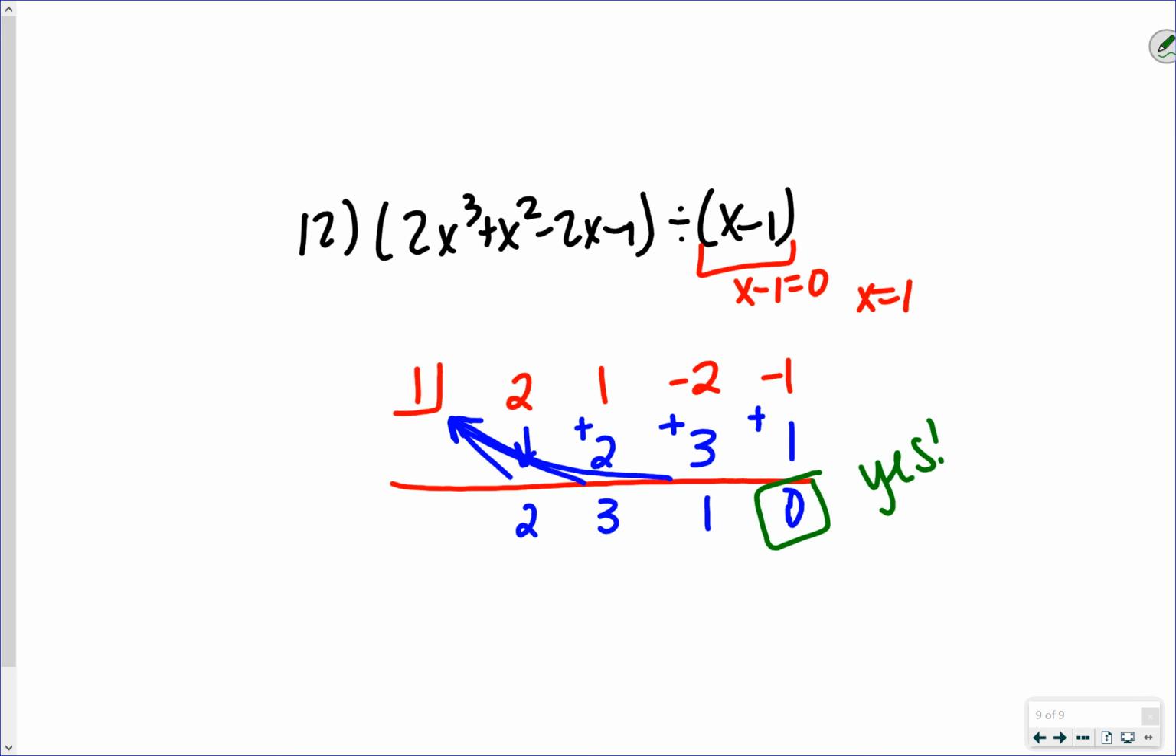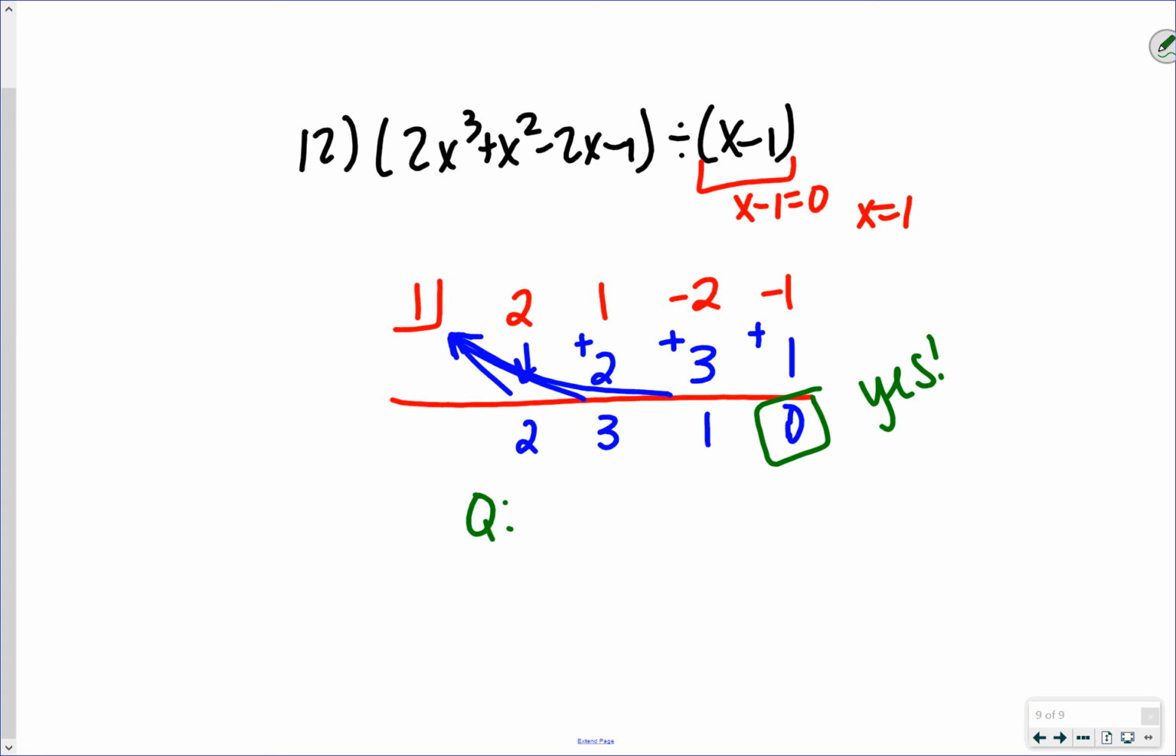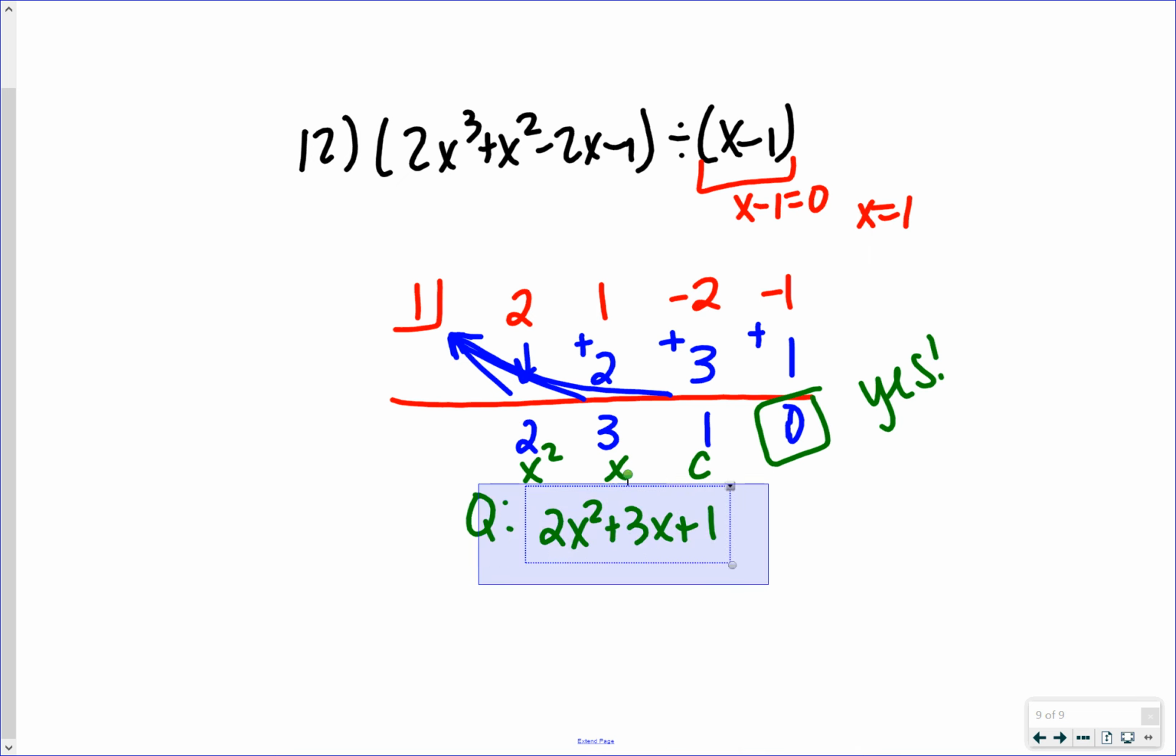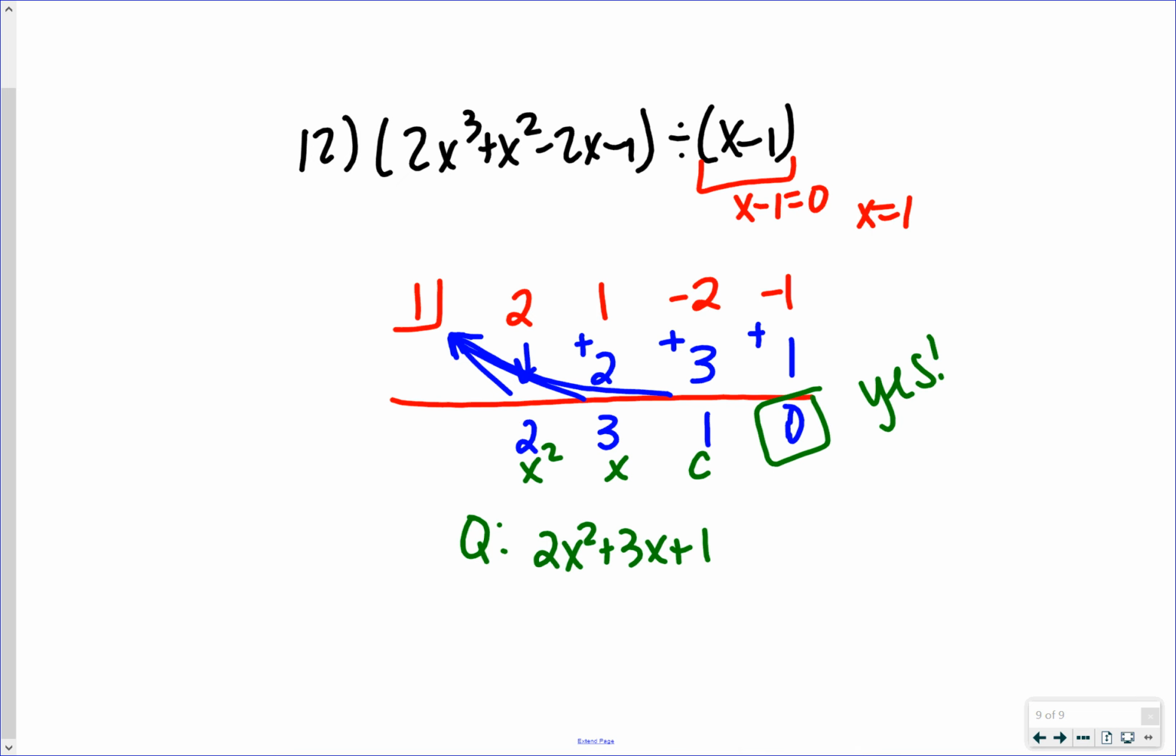It also says to find the remaining factors. So my quotient is, this is my constant, this is my x, this is my x squared. 2x squared plus 3x plus 1. I need to factor this if I'm going to find the remaining factors. So factor this by multiplying my outside. 2 times 1 is 2. Factors of 2 that add to 3 are 2 and 1. Now my factors are not x plus 2 and x plus 1. It's because of the 2 out front.